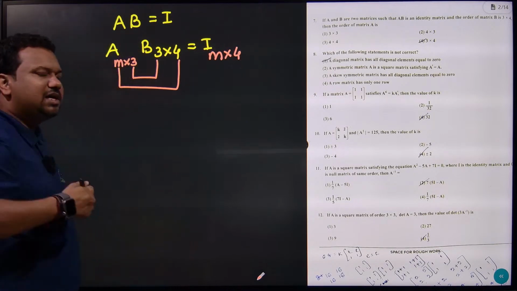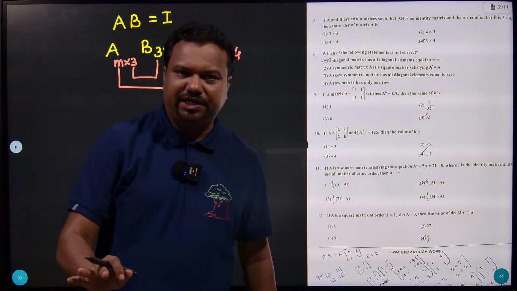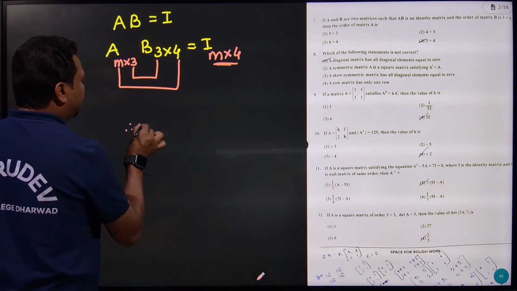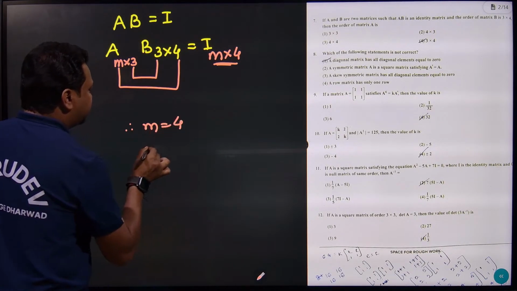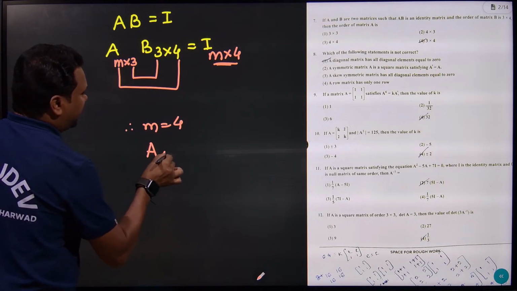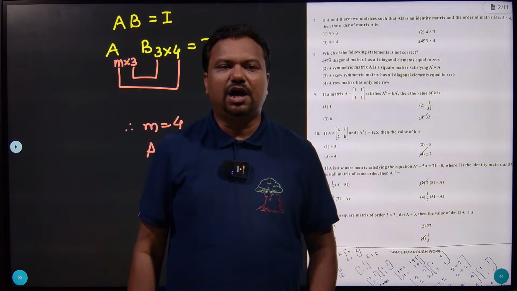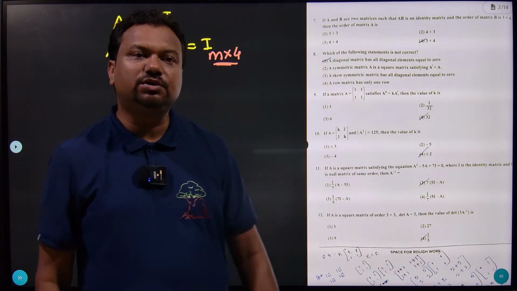Now, as identity is a square matrix, m should compulsorily be equal to 4. Therefore m is equal to 4. Hence, what should be the order of A? The order of A must be 4 cross 3. Then only it is possible to have the relation AB equal to I.